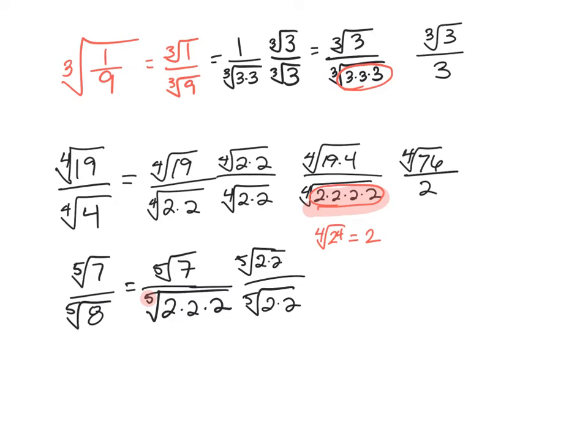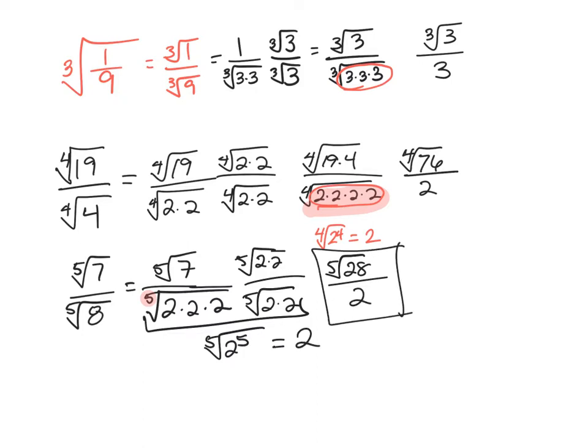I've tried this lesson other ways, and this seems to make it clearest when you just break it down and see how many I need, okay? And so that's 7 times 4, which is the fifth root of 28 in the numerator. And this all becomes the fifth root of 2 to the fifth, which is just 2. So my denominator is 2. And that's the final goal. The final goal is to get the denominator to not have a radical, okay? Questions.